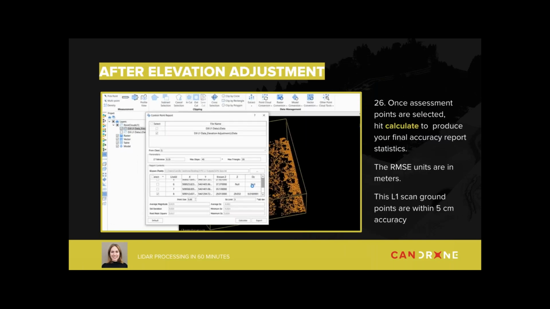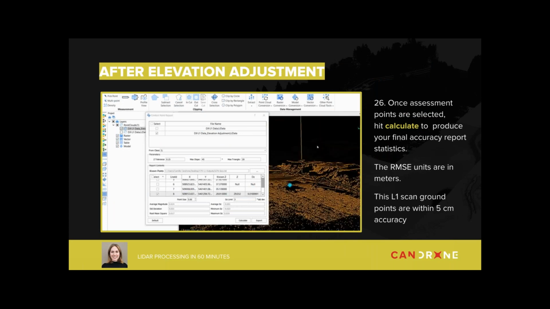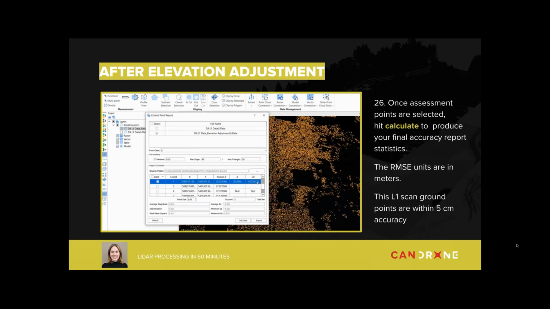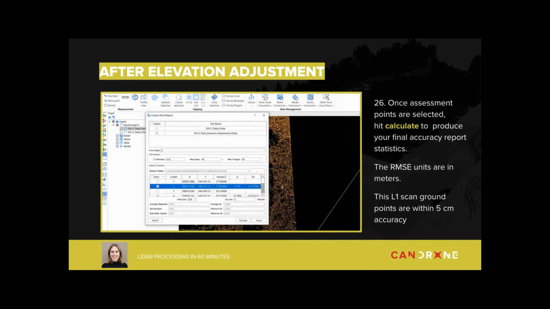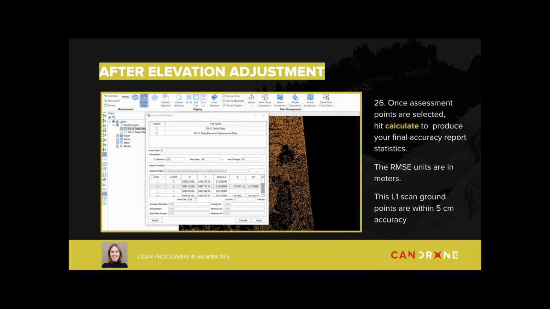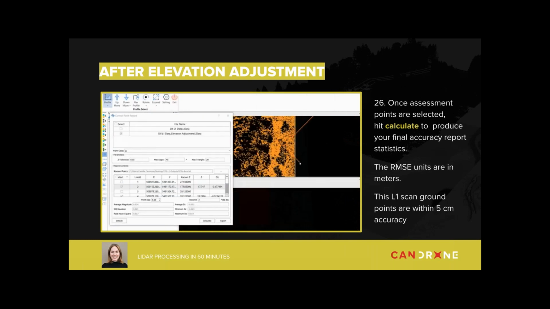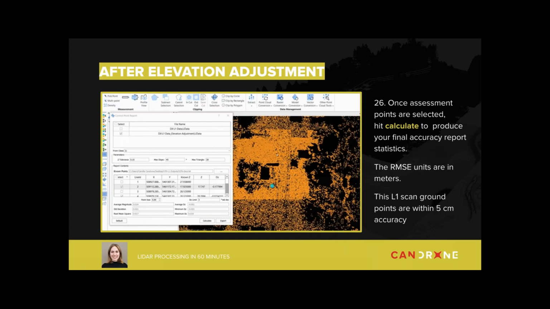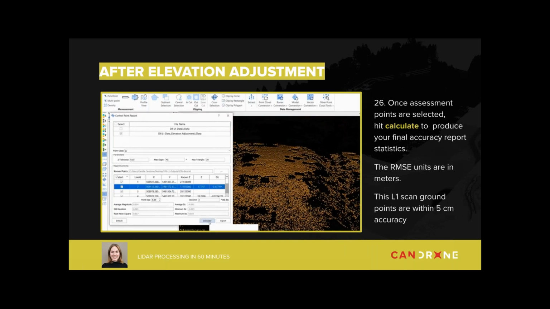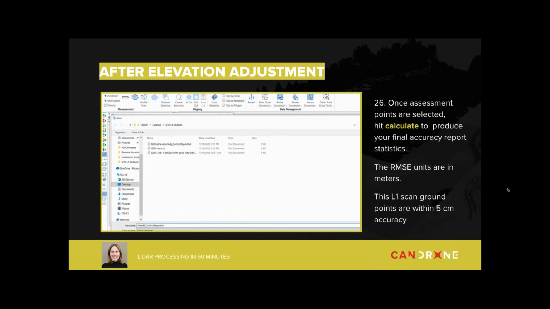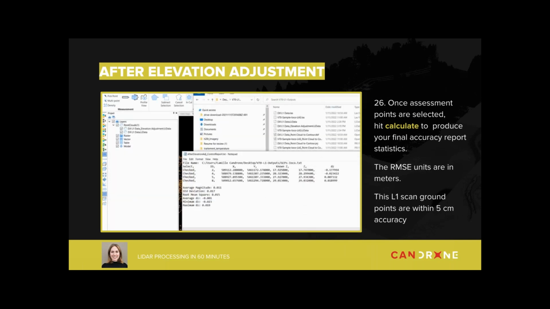So after the elevation adjustment process is done, add that new point cloud to the project. And then you can open up that control point report tool once more. And then again, you want to load in your GCPs here. And this time, you want to select the points that were not selected in the original assessment. So all of the ones that we had unchecked at the beginning, those are the ones that we want to have checked here and not the ones used for the elevation adjustment.